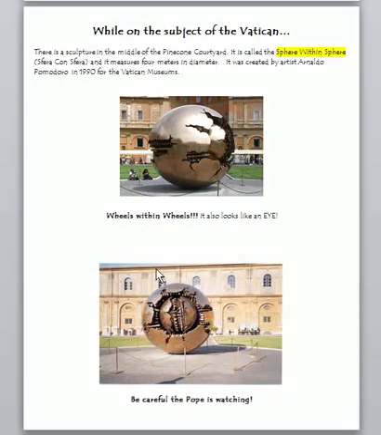I just put a joke here. Be careful, the Pope is watching. So this is in the Vatican. Really interesting structure. It's like an eye structure, wheel within wheels. It's called the Sphere Within Sphere. Now that would be just interesting within itself.